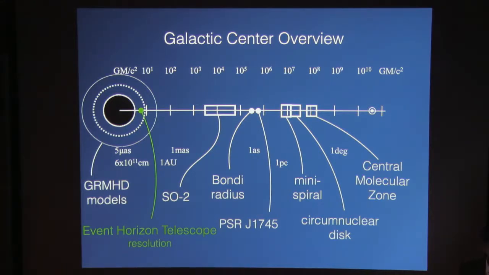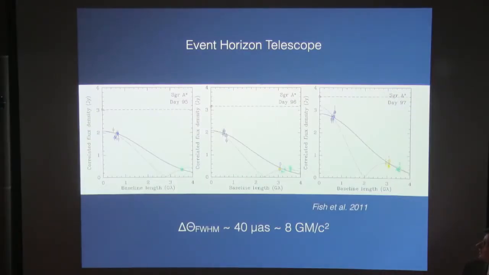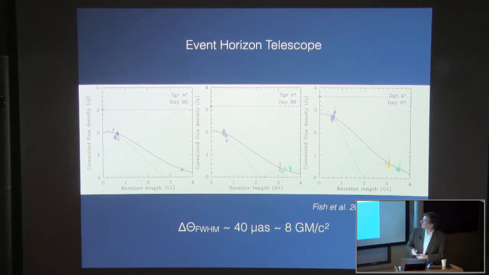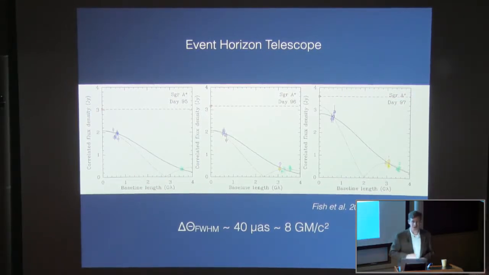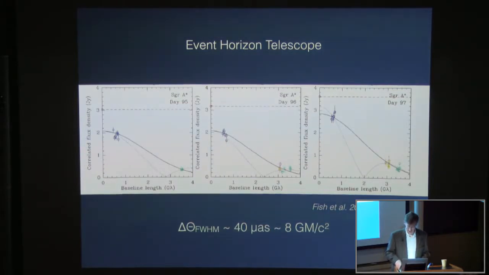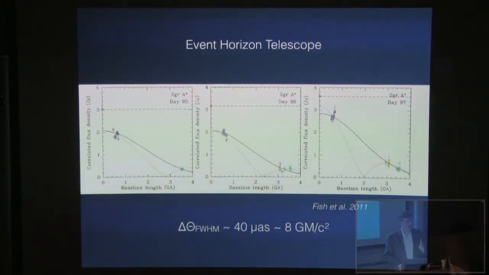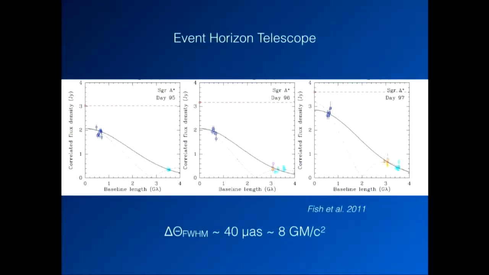So there have been millimeter VLBI measurements made of the galactic center source. This is 1.3 millimeter data, and it shows a scale for the central source. So one obtains visibilities on a small sample of baselines, and one finds that one can fit this with a Gaussian, and that the characteristic width, full width at half maximum, is about 40 microarcseconds. And this corresponds to about 8 GM/c^2. So it's incredibly high angular resolution. These results are from, I believe, three baselines, three stations.